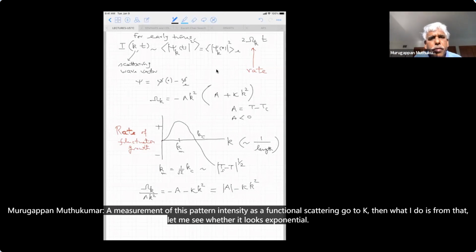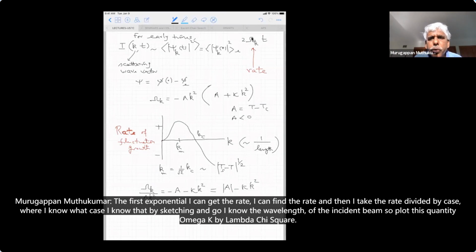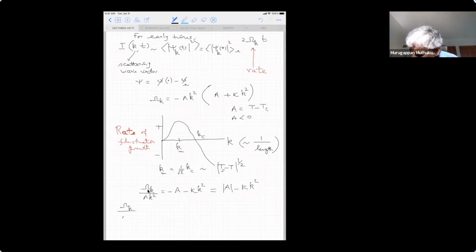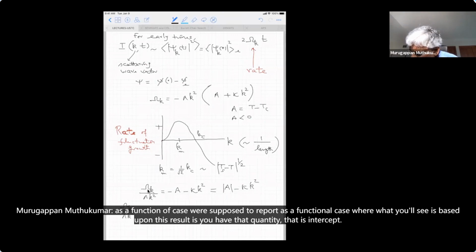Then from that, let me see whether it looks exponential. If it's exponential, I can find the rate. And then I take the rate divided by k squared. I know what k is. I know my scattering angle. I know the wavelength of the incident beam. So I plot this quantity, omega k by k squared, as a function of k squared.